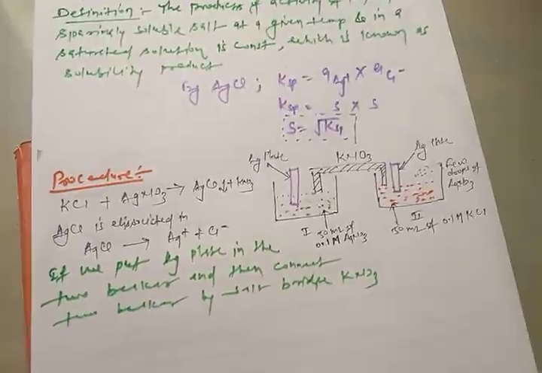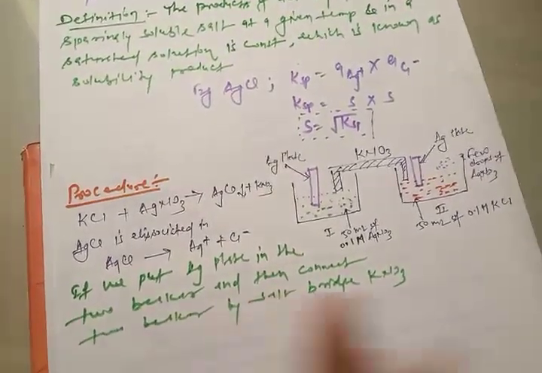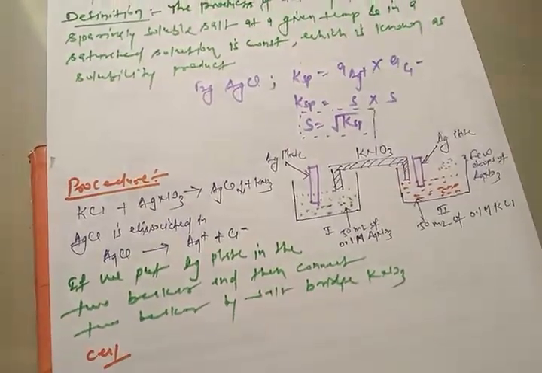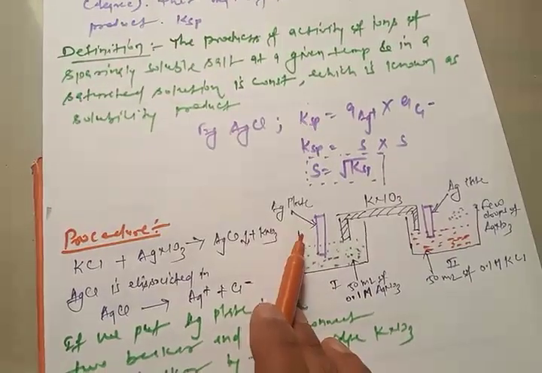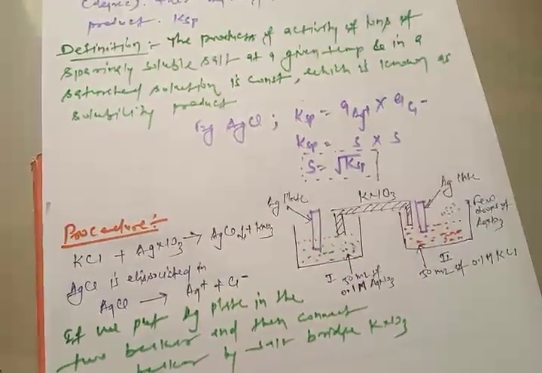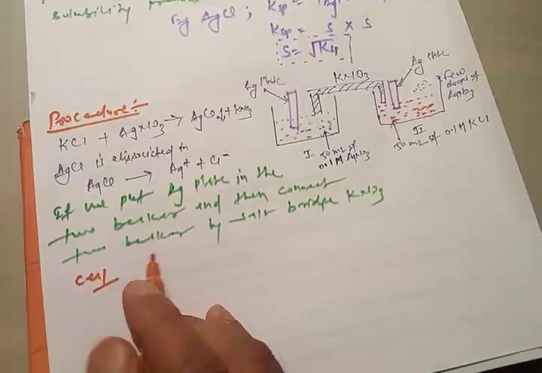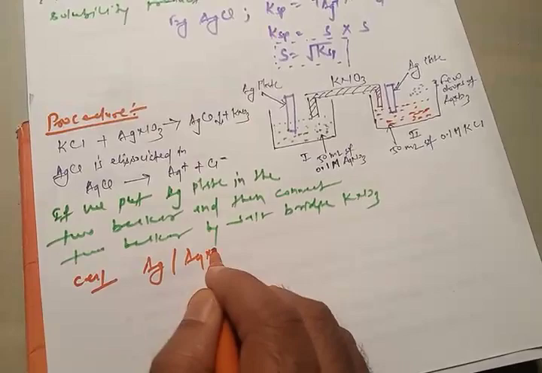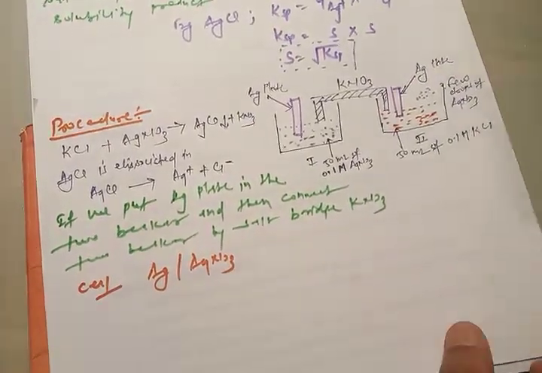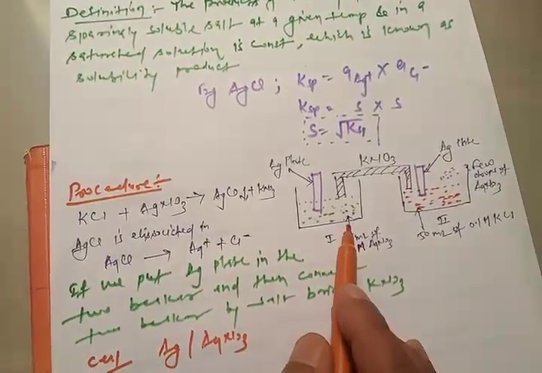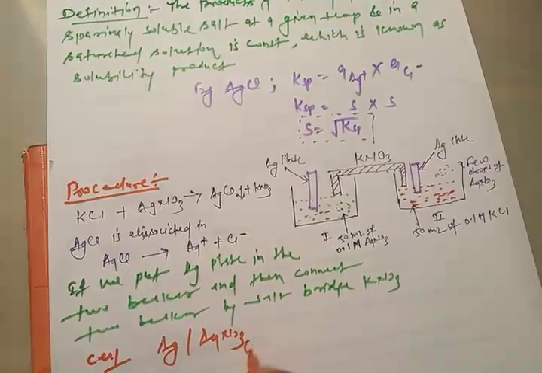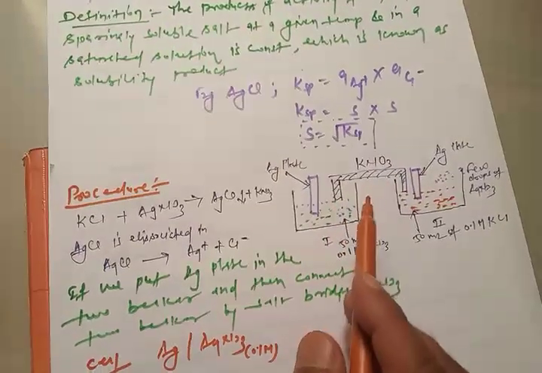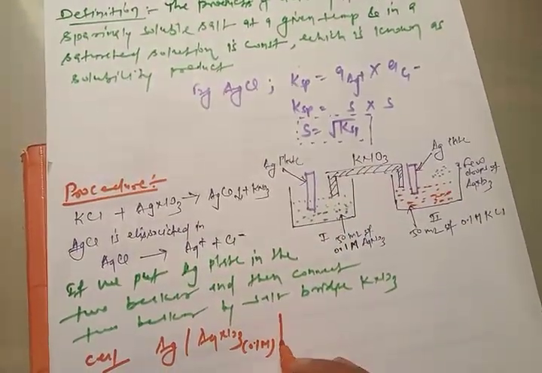So what is the cell here? Here we have Ag and here we have AgNO3. So I am writing Ag with AgNO3. You can also write the concentration, because the concentration is already given to you, so you can write 0.1 M, and this is connected with what? Salt bridge. So here we'll put the salt bridge.